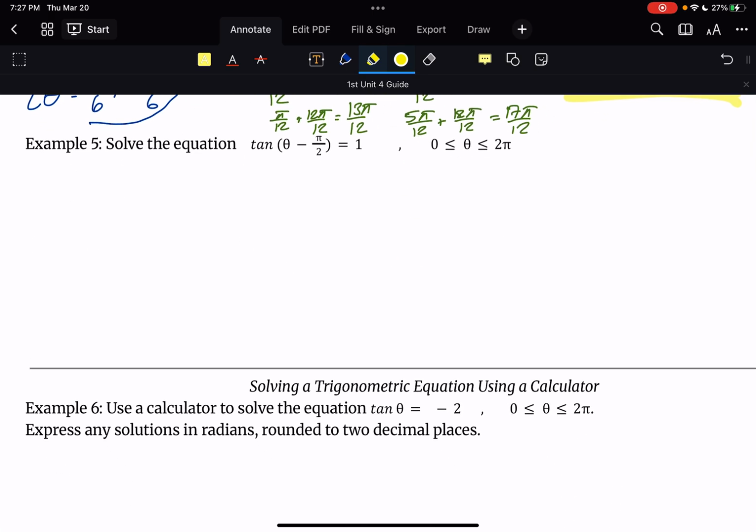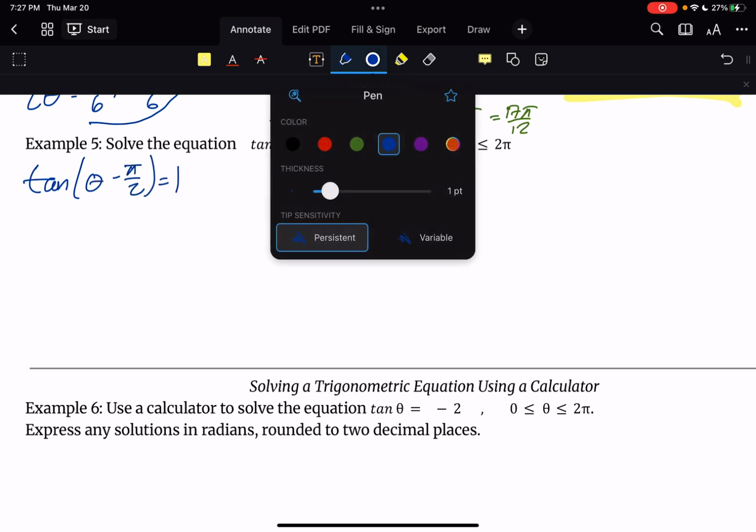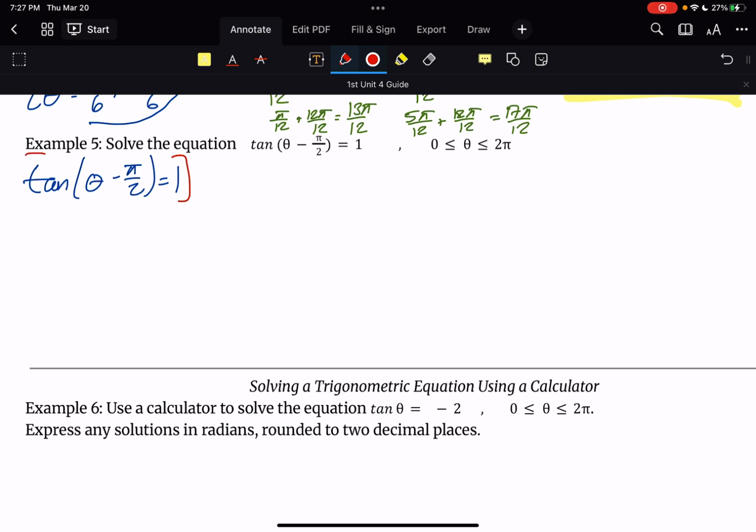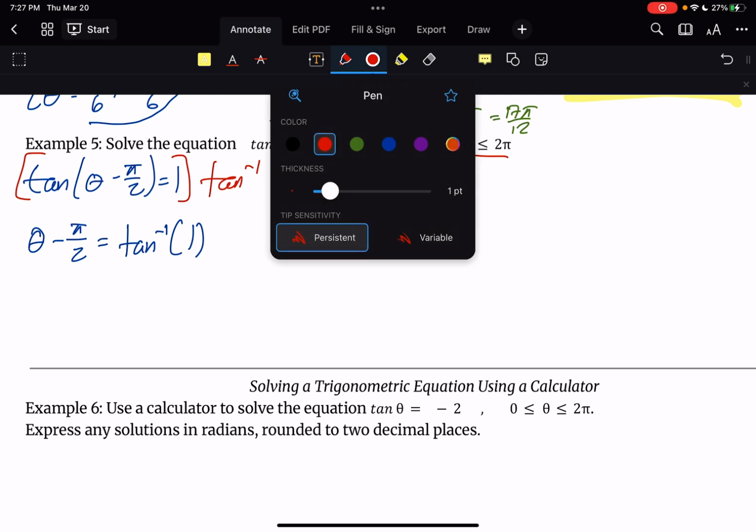Okay, next one I got tangent of theta minus pi over 2 is 1. So tangent is already isolated. So I'm going to start by doing the inverse tangent on both sides. So I get theta minus pi over 2 is equal to my inverse tangent of 1. So now I'm asking myself, where do I have a tangent of 1? And I have this restriction on the unit circle. And that would be at pi over 4 and at 5 pi over 4.